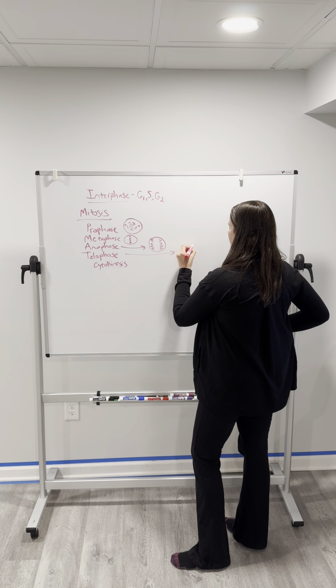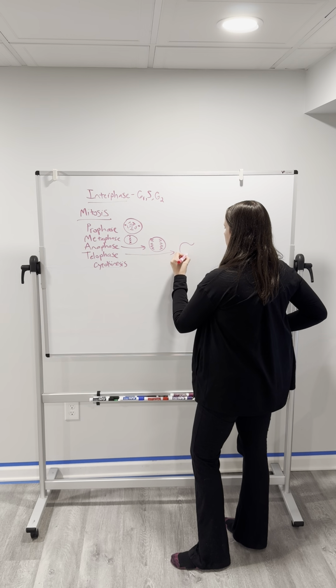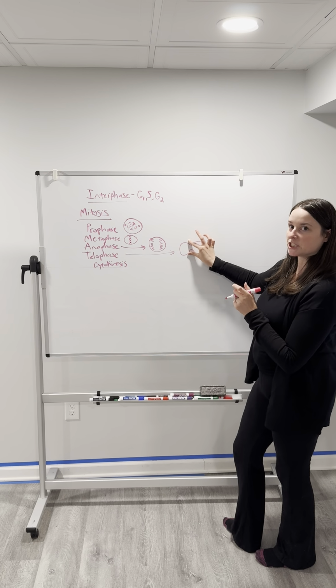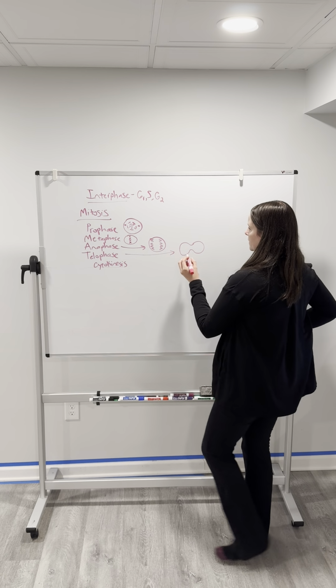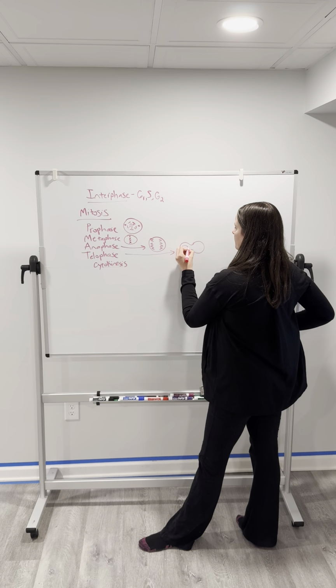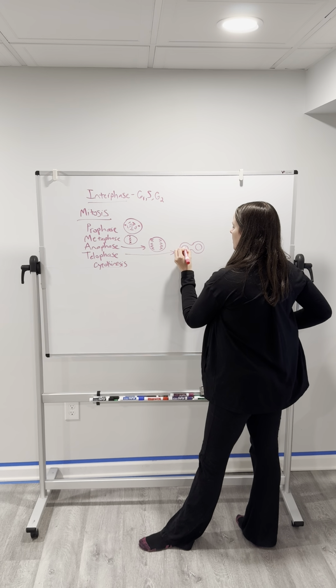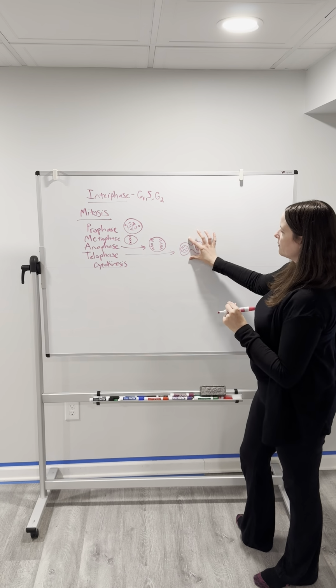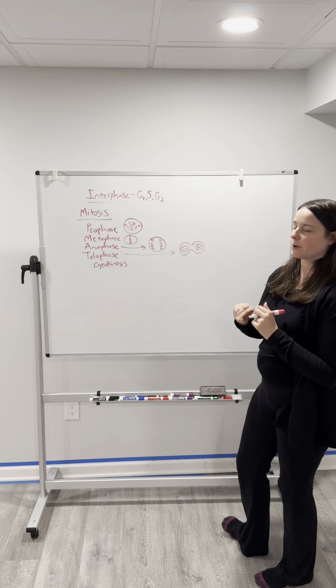Okay, and then in telophase, now we have what's known as a cleavage furrow right here, where the cell is starting to pinch into 2. This is sometimes referred to as the opposite of prophase. So the nuclear envelope starts to reform around the DNA on each side, and then this cleavage furrow forms, so the cells are starting to pinch apart into 2 cells.